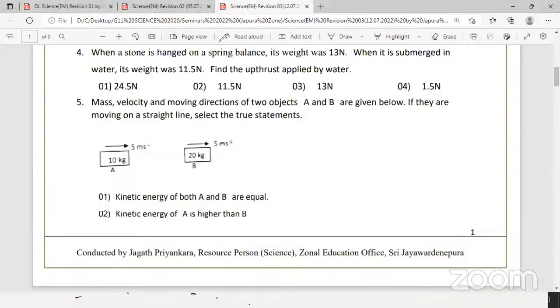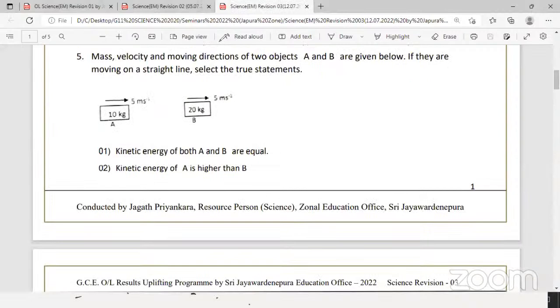Question number 5. You are given 2 objects with different masses, but they have the same velocity, and they move in a straight line. One is 10 kilogram, the other is 20 kilogram. That means the mass of the second object is 2 times that of the first object. Now they are asking to select the true statement.